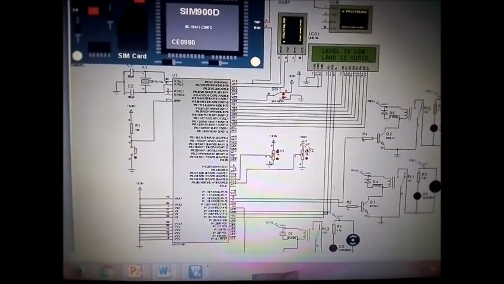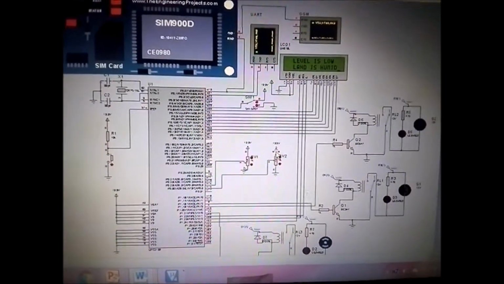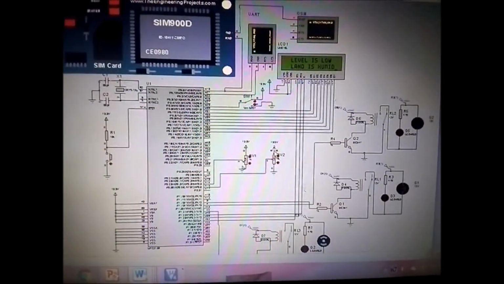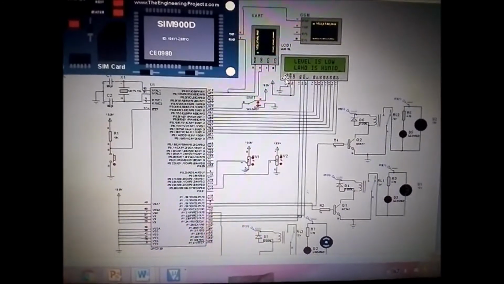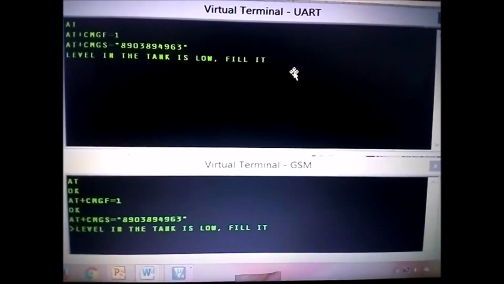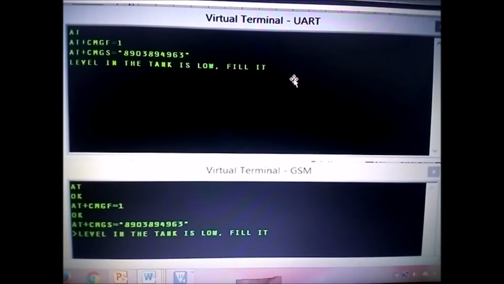Once the soil moisture sensor is enough with the threshold and the level sensor is below the threshold, then the GSM transmits a warning message as level in the tank is low, fill it.